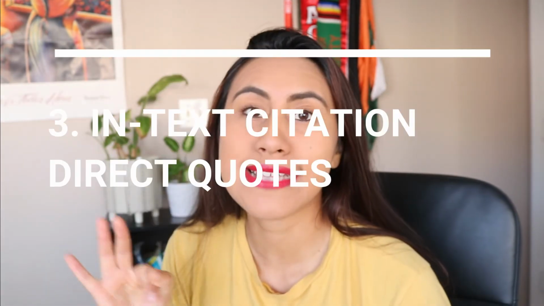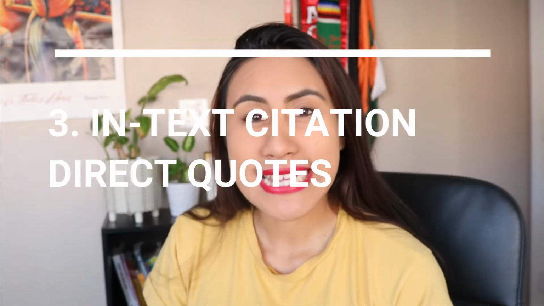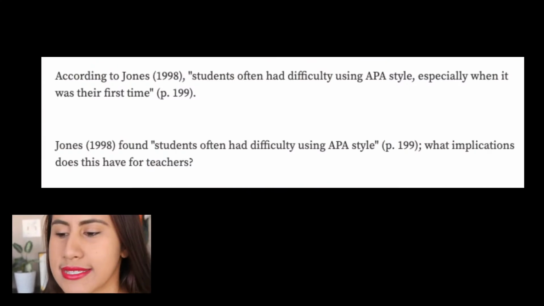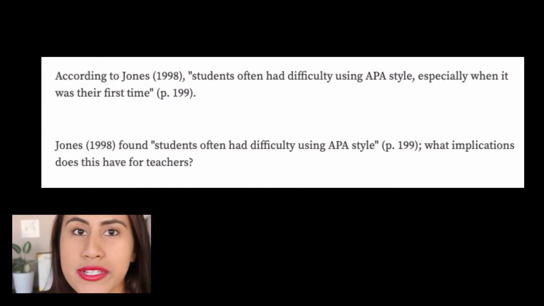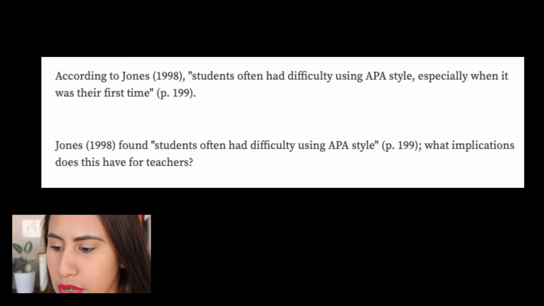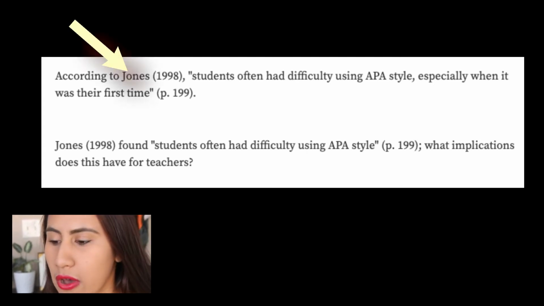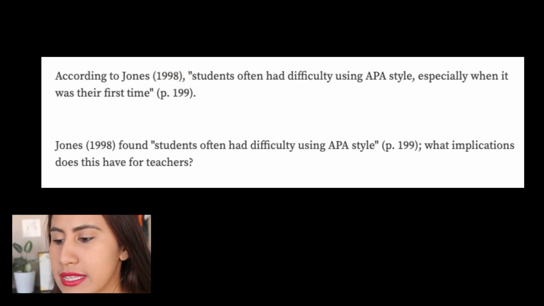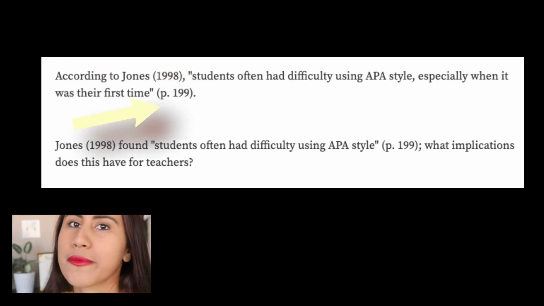The third is how to do the in-text citation for direct quotes. As you can see in this example, you want to introduce your quote, right? You don't want to have a hanging quote. In this example, according to Jones, Jones is the last name of the author. Then you write in parentheses the date that it was published. Then at the end, you'll put the page number or the paragraph number.